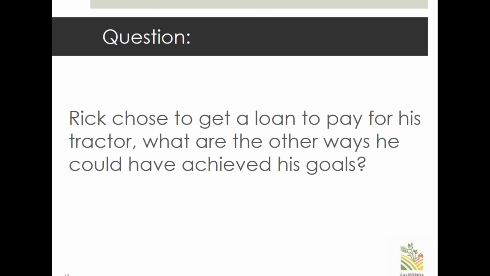All right, so we're going to take a pause and ask another question. Rick chose to get a loan to pay for his tractor. What are the other ways he could have achieved his goals? Just creative brainstorming here, and feel free again to write your answers into the question pane.